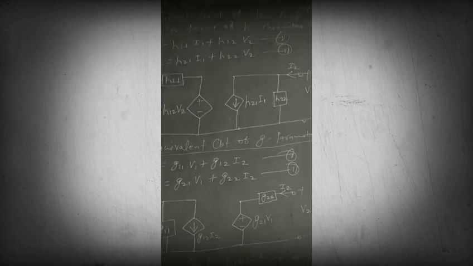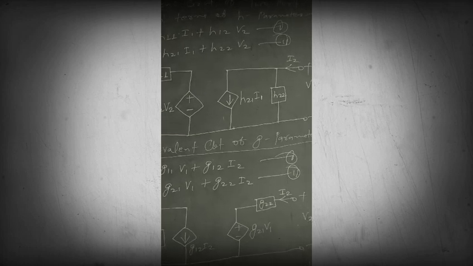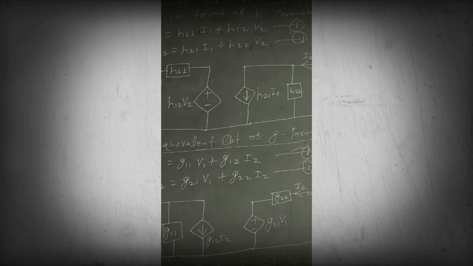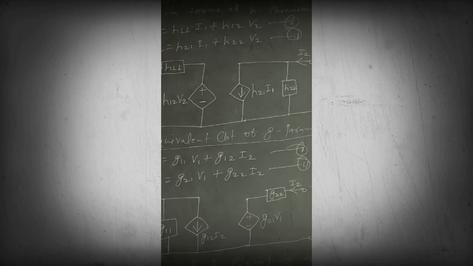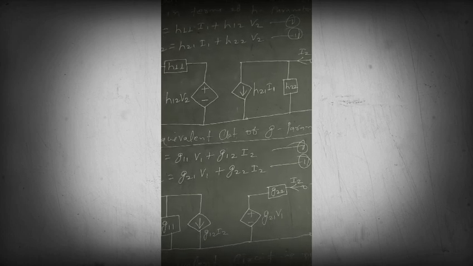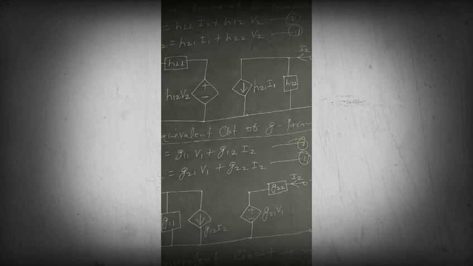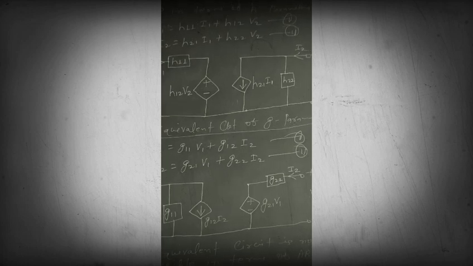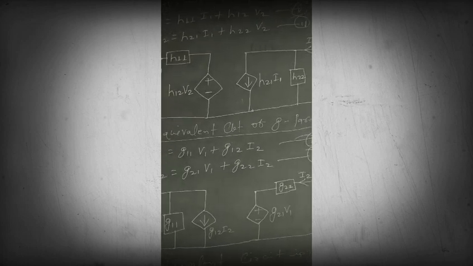Next, come to the secondary terminal. We have the secondary voltage V2 and current I2. Next we have to write the equation I2 equal to H21 into I1 plus H22 into V2. First we will start from H22 into V2, because V2 is the voltage of the secondary terminal while I1 is the current of the primary terminal. So here we see that I2 is equal to H22 into V2.